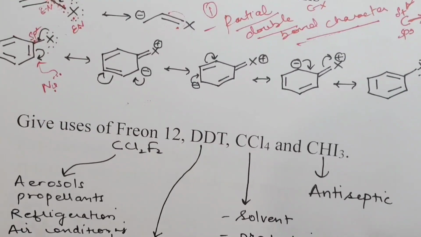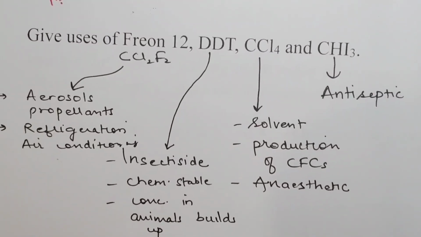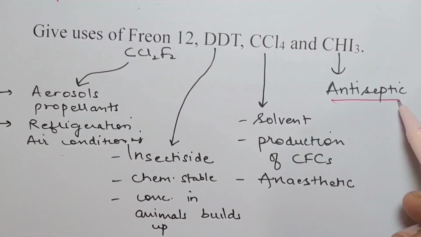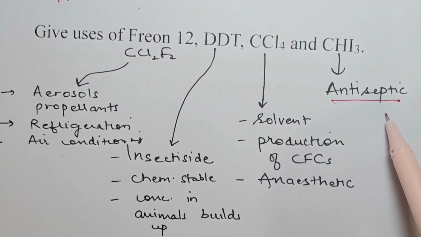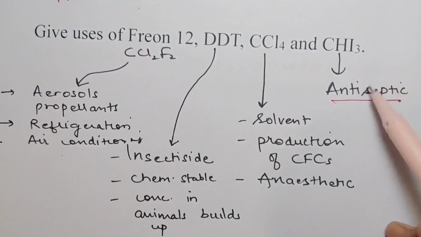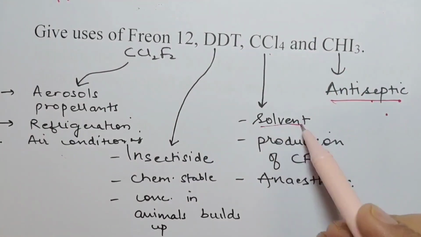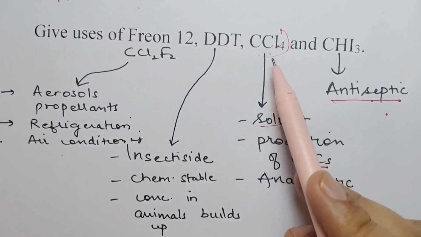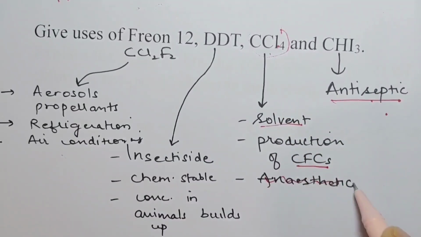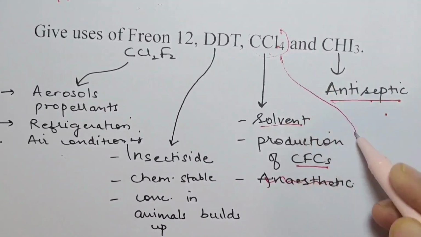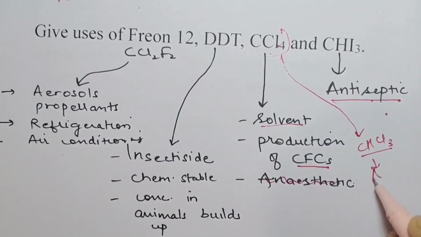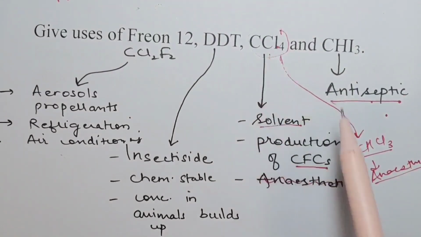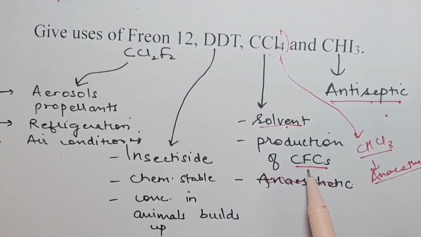Next question. Give uses of Freon 12, DDT, carbon tetrachloride, and iodoform. So, iodoform is an antiseptic. You may remember this from the tincture of iodine as well. Tincture of iodine is also antiseptic, so that helps in remembering. Carbon tetrachloride is a solvent. It's also the main reactant when we want to produce chlorofluorocarbons. And then this is not an anesthetic. CHCl3, that is your chloroform, has anesthetic properties. But CCl4, carbon tetrachloride, is a solvent and it is used for production of chlorofluorocarbons.